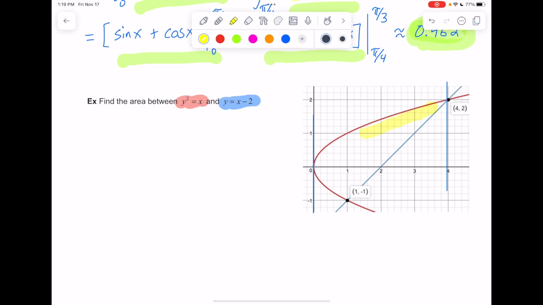I'll just do a messy version, but we're just trying to find this area right in here. And again, from left to right, that's going from 0 on the left to 4 on the right. So those are going to be our limits of integration.